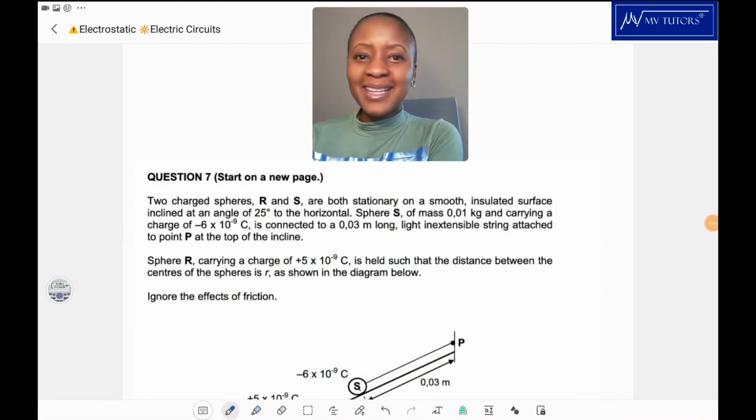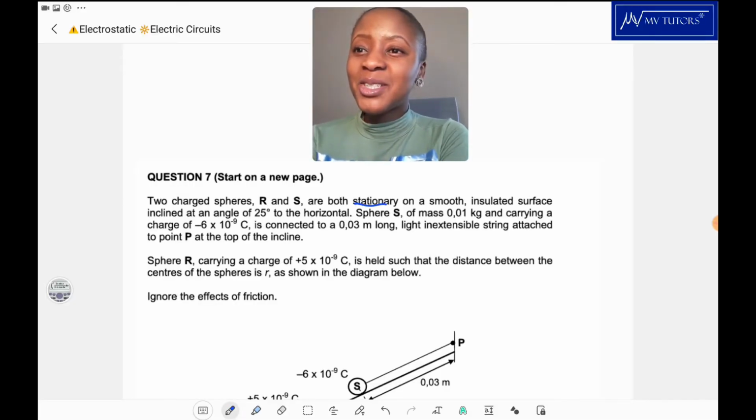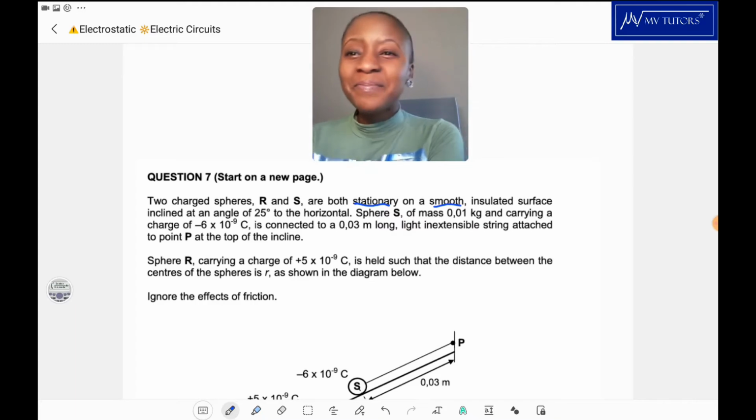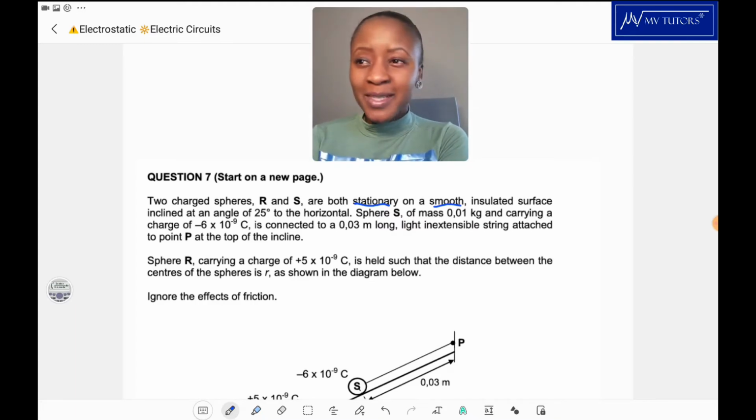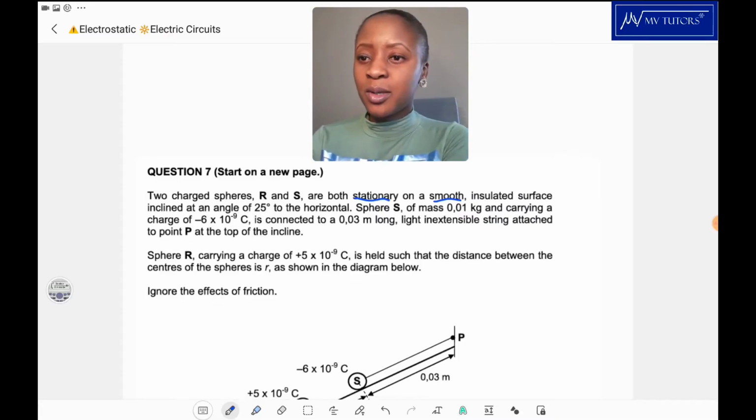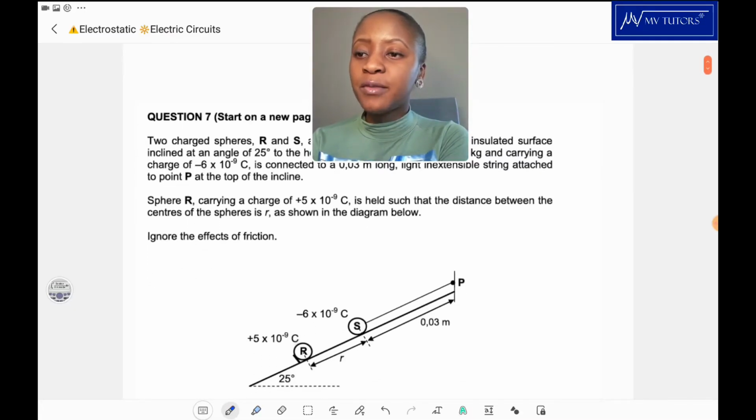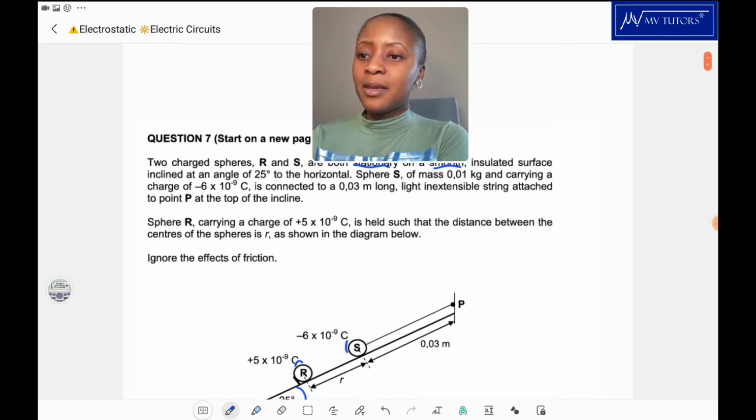Alrighty, so let us get started with question 7. It says two charged spheres R and S are both stationary. Stationary, they're not moving, they're not accelerating. On a smooth, another thing, there's no friction, on a smooth insulated surface inclined at an angle of 25 degrees to the horizontal. So here's the image below. You have the two spheres R and S, and here's the 25 degrees inclination.